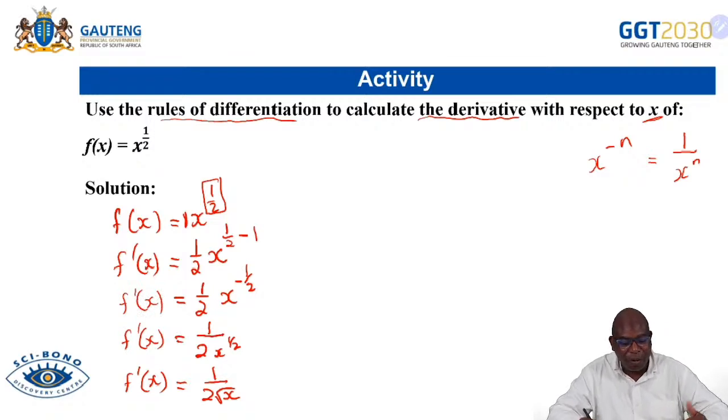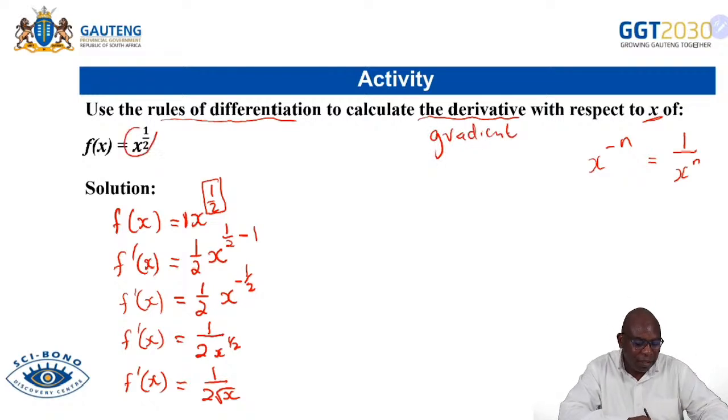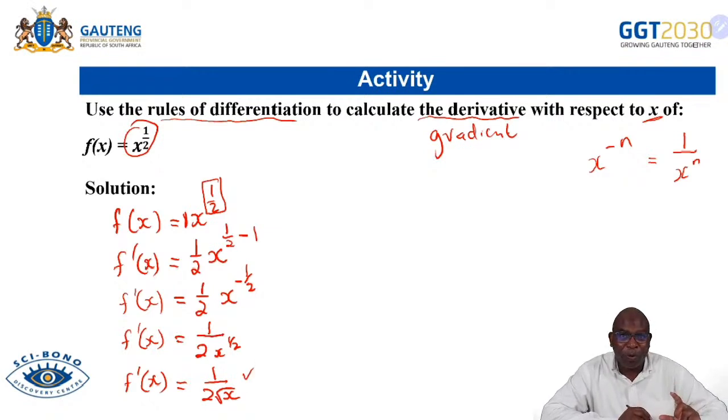Okay. So if they say use the rules of differentiation to calculate the derivative, you must know what you are doing. You are only getting the gradient. So if I'm given something like this and I need the gradient, the gradient will be that. But you'll see when we say gradient at a point, it means that we need to find the gradient when the x value is given.